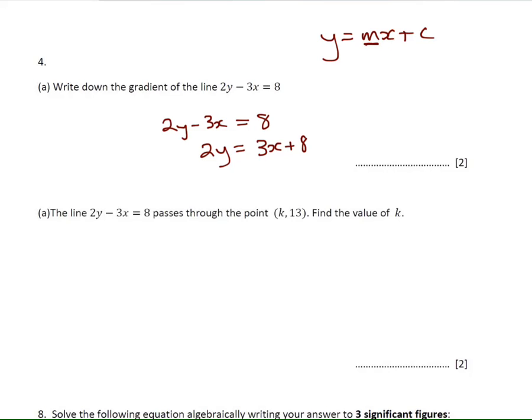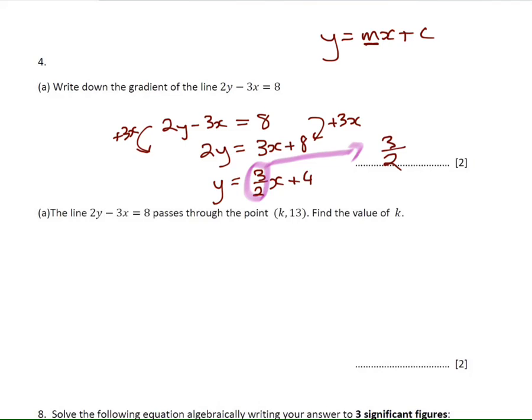Okay, and then we're going to... it still doesn't look like y equals mx plus c. In order to make it look like y equals mx plus c, we're going to divide both sides by 2. When we divide both sides by 2, we get y is equal to 3 divided by 2x plus 4. So 3 over 2 is the gradient.